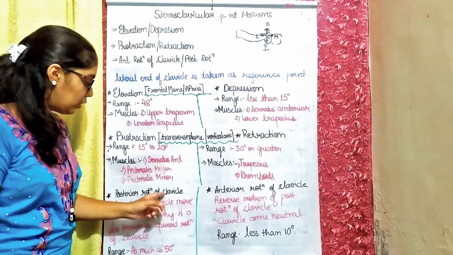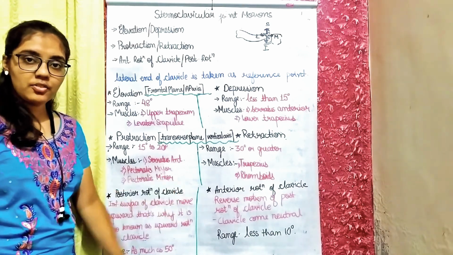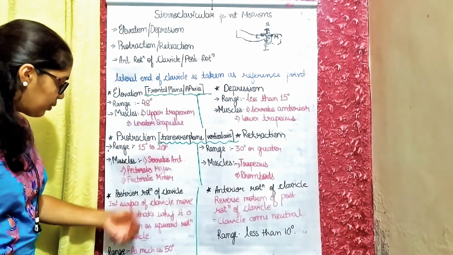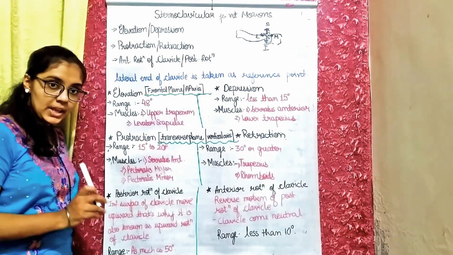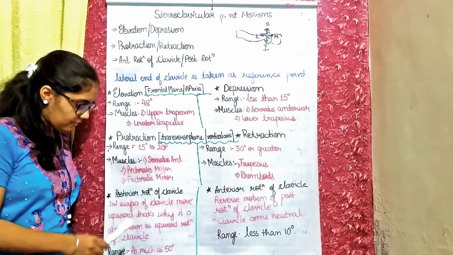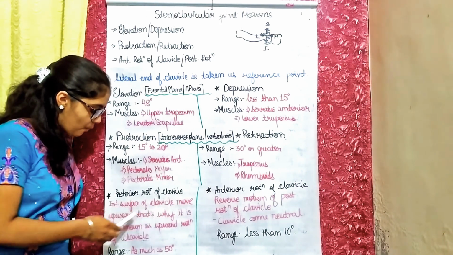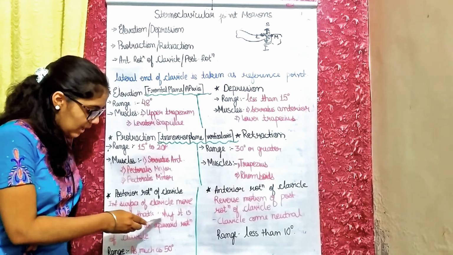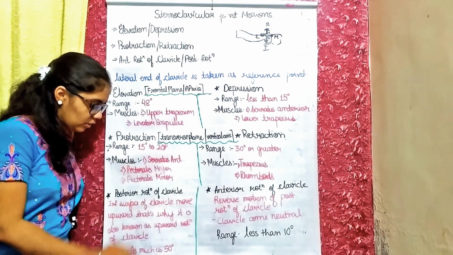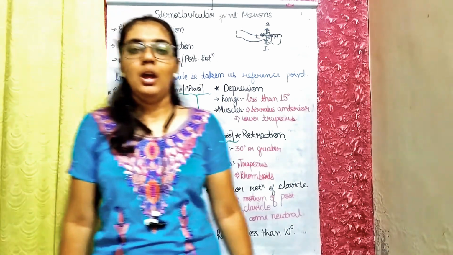Now, posterior rotation of clavicle. First of all, we will see the definition of posterior rotation of clavicle. In posterior rotation of clavicle, the inferior surface of the clavicle moves upward. That's why it is also known as upward rotation of clavicle.